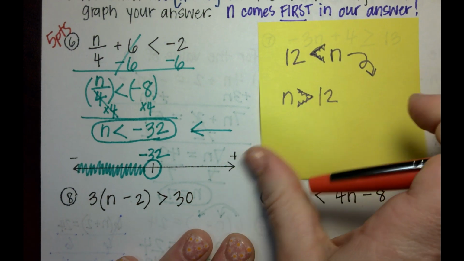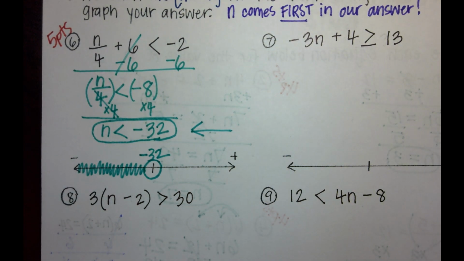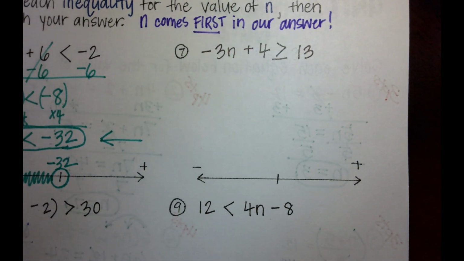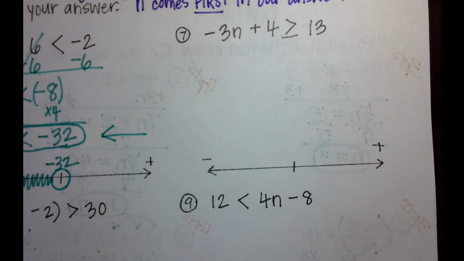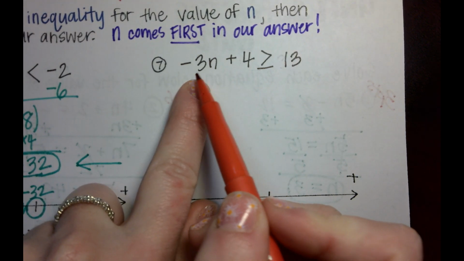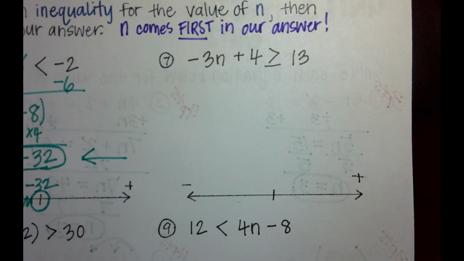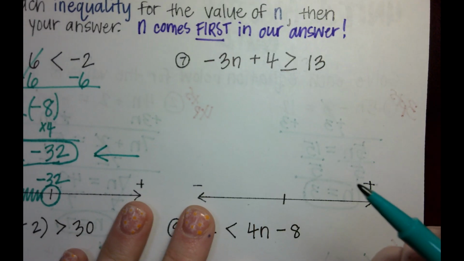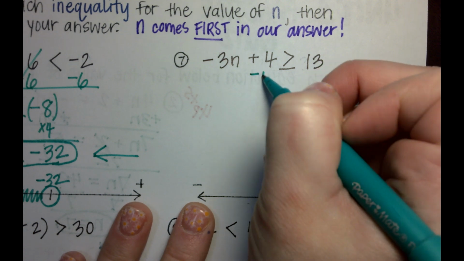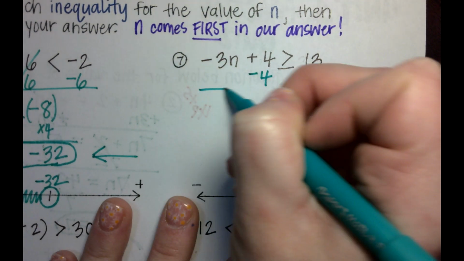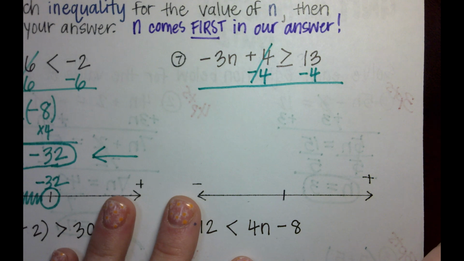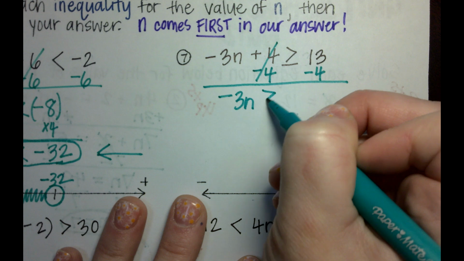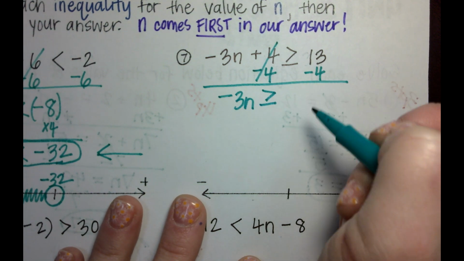Okay. Can we go on to number 7? All right, so number 7, does anybody immediately notice something we need to be careful about on number 7? Ah, there's a negative with our n, with our variable. So let's keep that in mind as we solve it. What's our first step? Take away 4 on both sides. Good. So my 4's will cancel. Negative 3n is greater than or equal to, what's 13 minus 4?